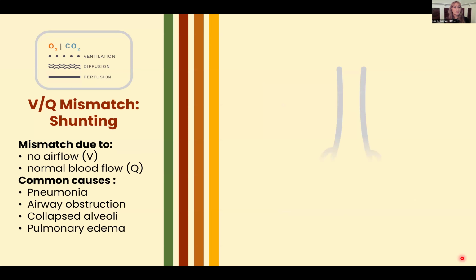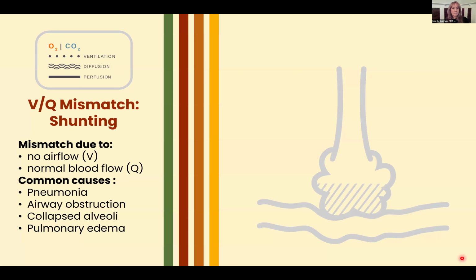We have VQ mismatch in shunting. Here we see the alveolar sac laying there on the capillary bed. We have no airflow, but we have normal blood flow. So if no airflow can get through some of these alveoli, it can be caused by pneumonia with some consolidation and fluid and mucus, an airway obstruction in some part of the lung, or full airway obstruction.